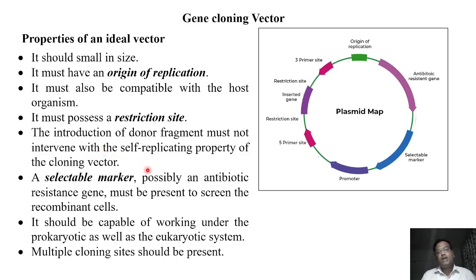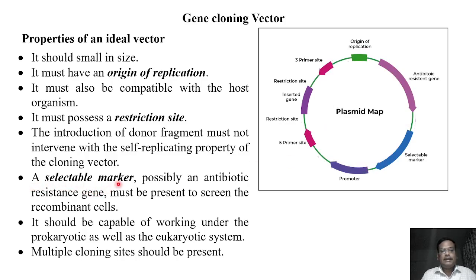The introduction of donor fragment must not intervene with the self-replicating property of cloning vector. So the site of introduction of gene must be such that once the gene of our interest is introduced, once it becomes a recombinant DNA, it must not affect the normal replication process of this vector. So the gene should not interfere with any other genes which are present in the plasmid or the vector.